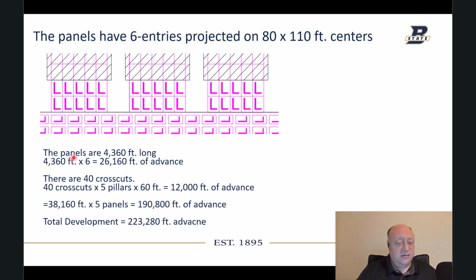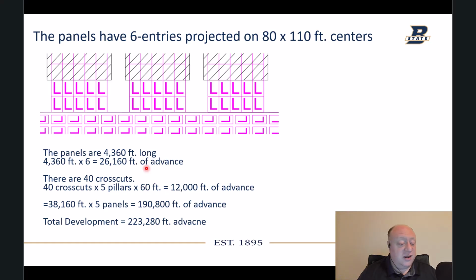The panels have 6 entries projected on 80 by 110 foot centers. So the panels are 4,360 feet long. There's 6 entries, and so that gives us 26,160 feet of advance. There's 40 crosscuts that have to be mined per panel, and there's 5 pillars, and there's 60 feet that you have to mine. So that's 12,000 feet of advance to mine the crosscuts.